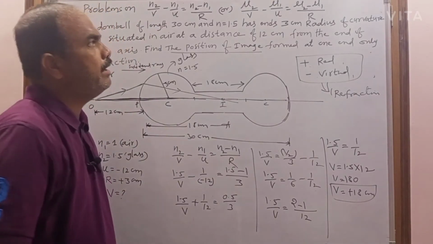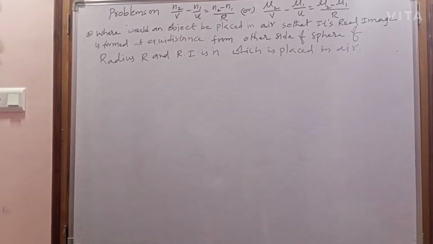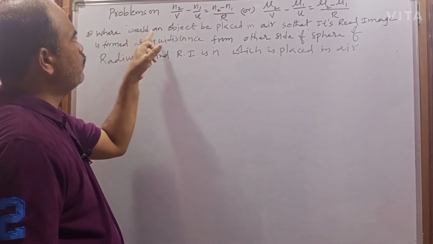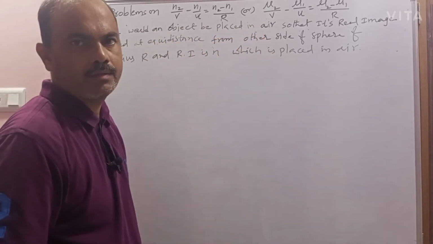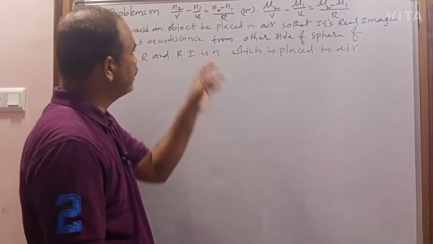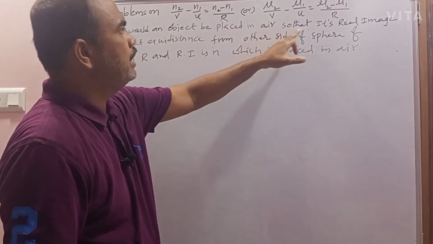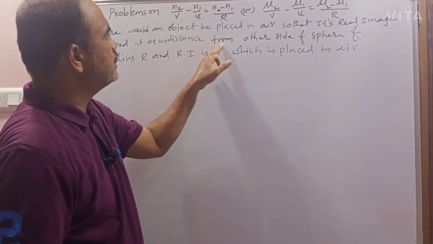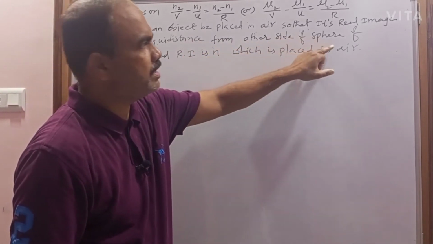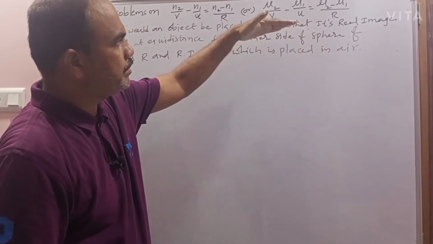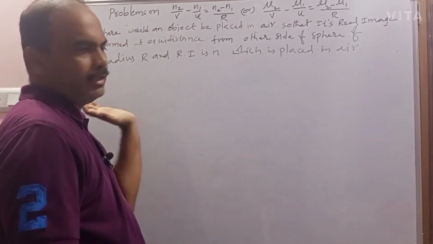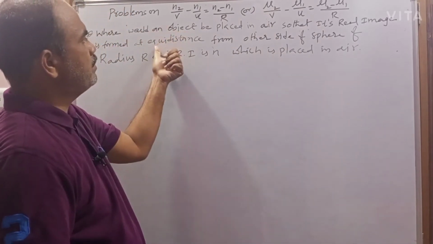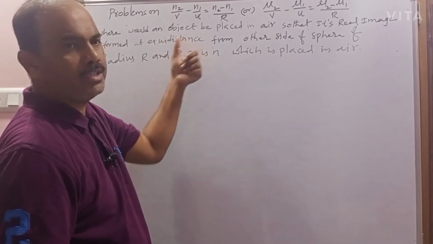Next I am moving to the next problem. Now coming to the second problem. So what is the second problem? Where would an object be placed in air, so that its real image is formed at equidistance from the other side of the sphere? The object is placed on one side and the image is formed on the other side, but here the object distance must be equal to the image distance.